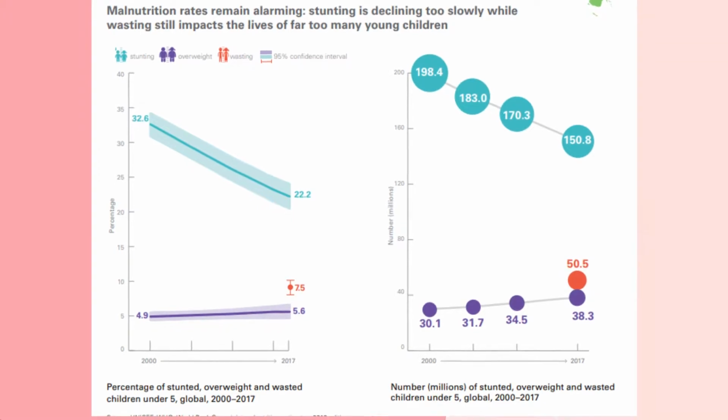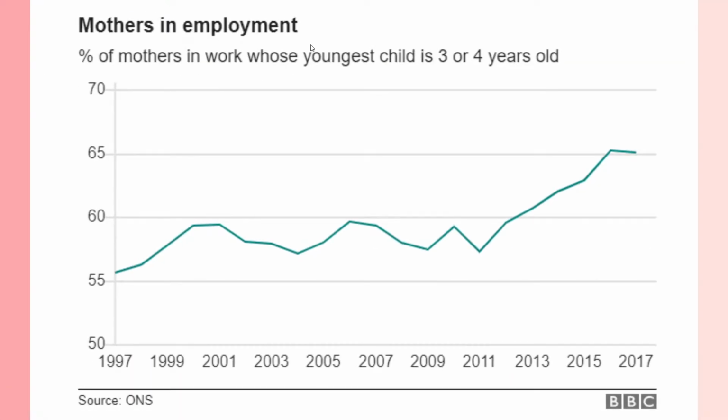And then the third stat is about mothers in employment, and this chart is the percentage of mothers in work whose youngest child is 3 or 4 years old. There has been a particularly big jump in the employment rate among mothers with children aged 3 or 4 from 56% to 65%. And these stats lead to the following problems.